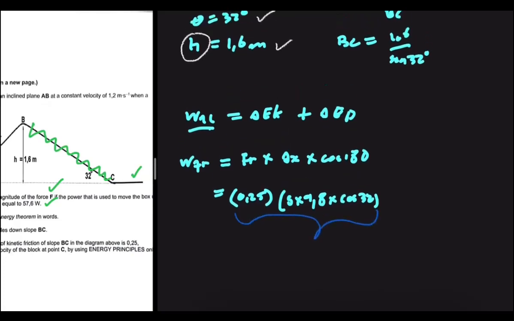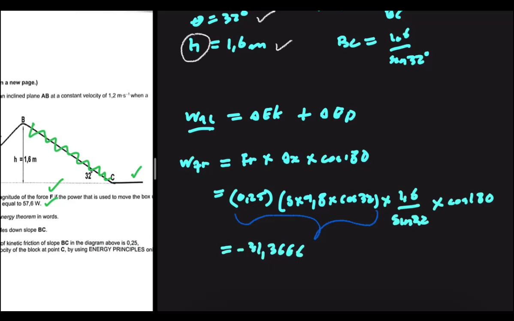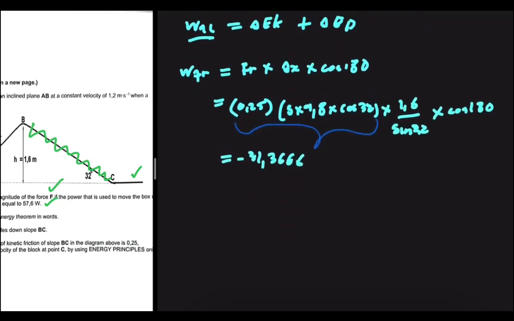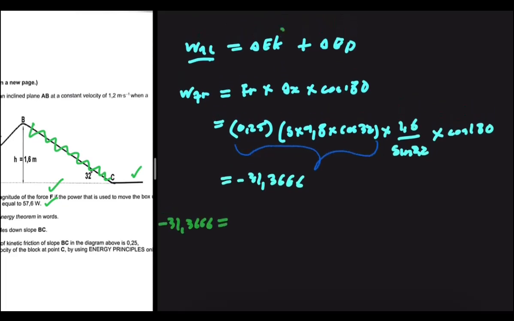Now we need the delta x. Delta x, as we have calculated above, is 1.6 divided by sine of 32. Then everything multiplied by cos of 180. This will be equal to minus 31.3666. That is the work done by the frictional force. If we substitute it back into our equation, we're going to get minus 31.3666 being equal to the change in kinetic energy.